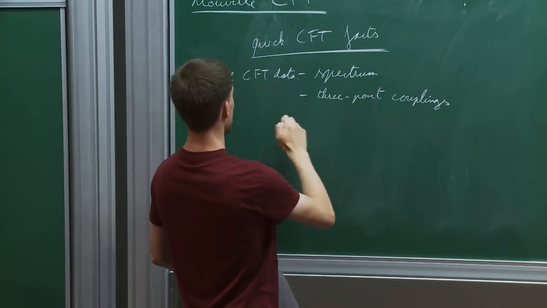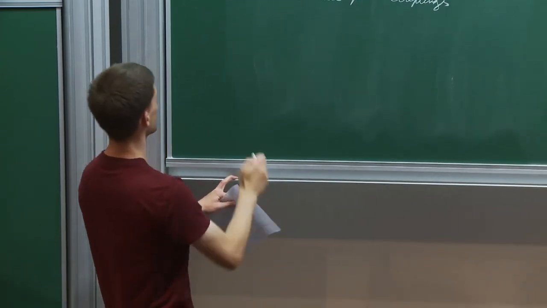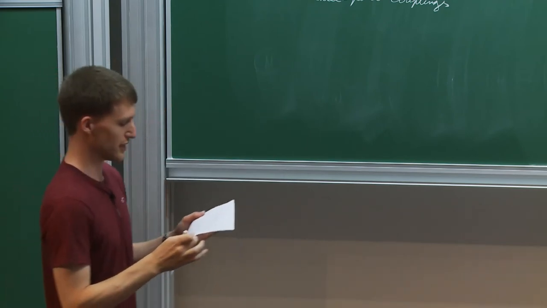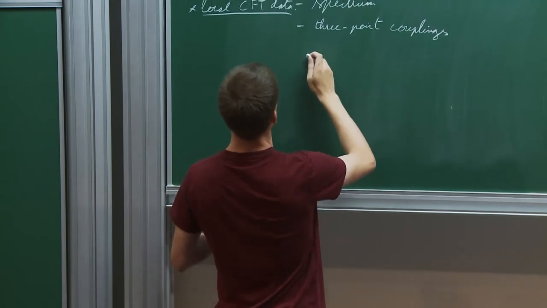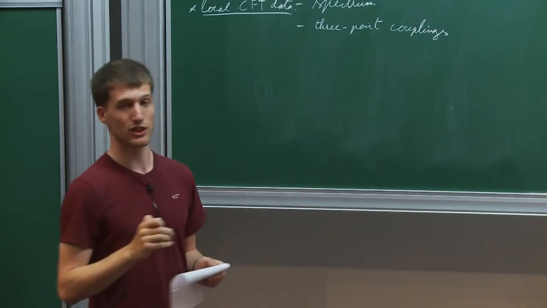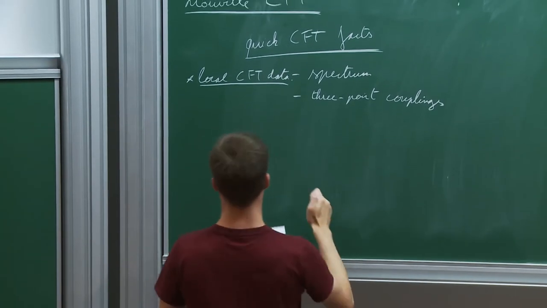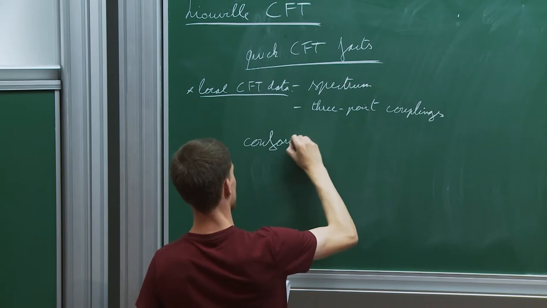So let's see why this is true. This is the first aim, to quickly remind you of why these two pieces of data are sufficient. And the reason is, of course, because conformal field theory is very constraining. It restricts correlators quite well. And let's explore that restriction for a second.